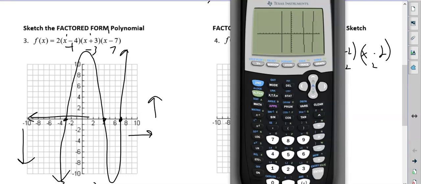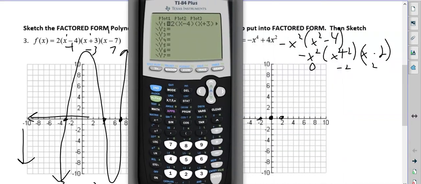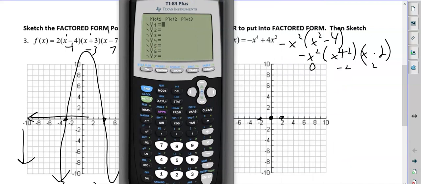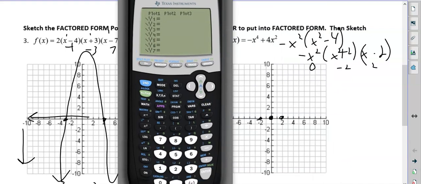So again, go to my calculator, get an idea of the size of this thing, clear it out, and I can just put in the whole thing from the beginning, not factored. Negative x to the 4th power, number to come down, plus 4x squared.